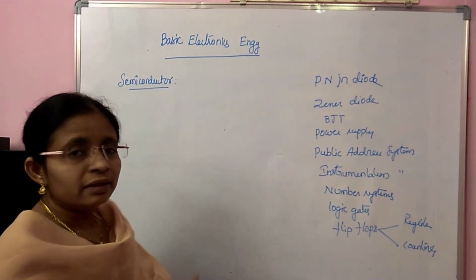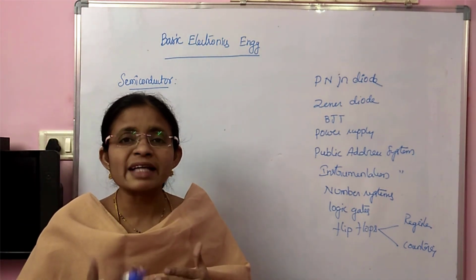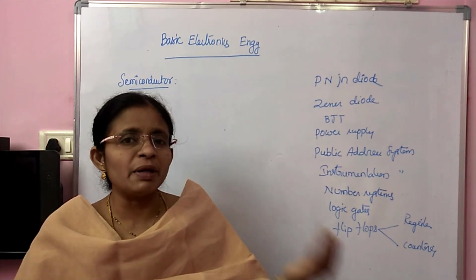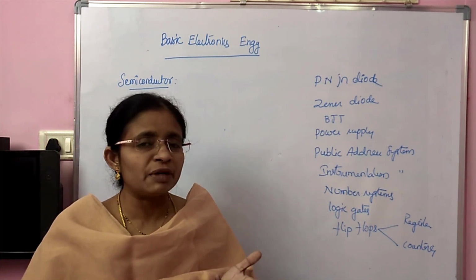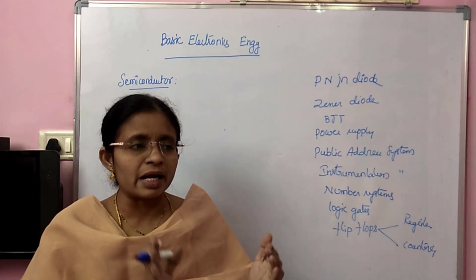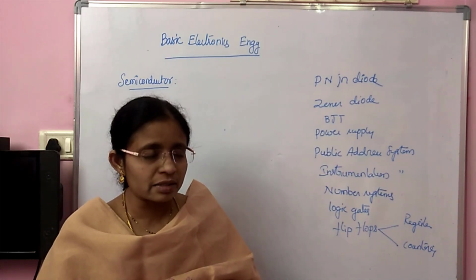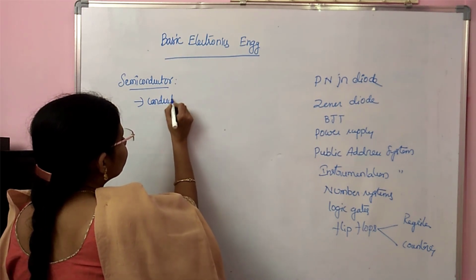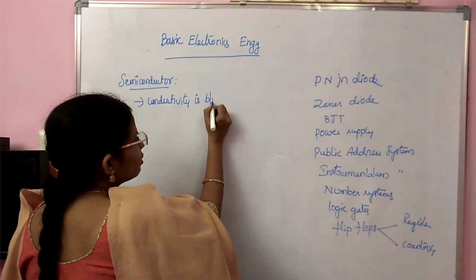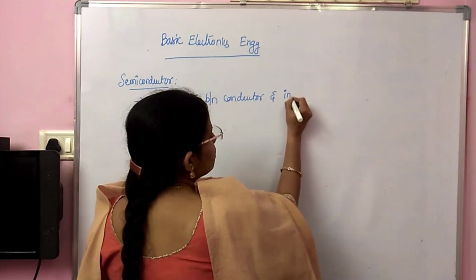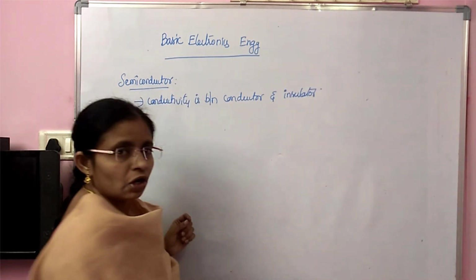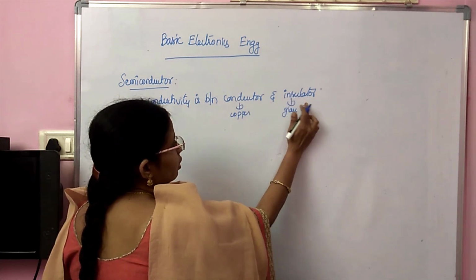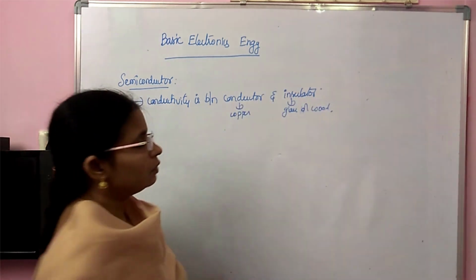So now we'll see what is semiconductor. A semiconductor is an element whose conductivity is between metal and insulator. What is the best example for metal? Copper. What is the best example for insulator? Glass. So the conductivity of semiconductor lies between the metal and the insulator. So the first point is, conductivity is between conductor and insulator. The example for conductor, copper, and the example for insulator, glass or wood, etc.